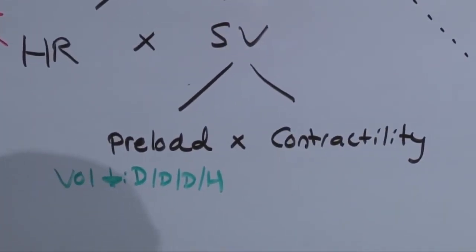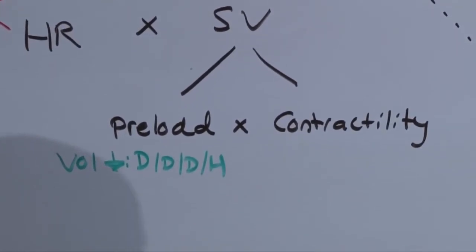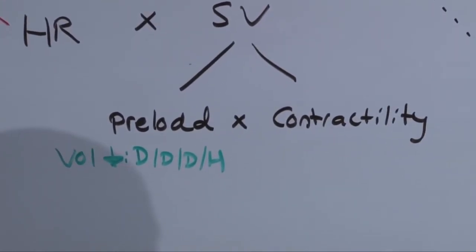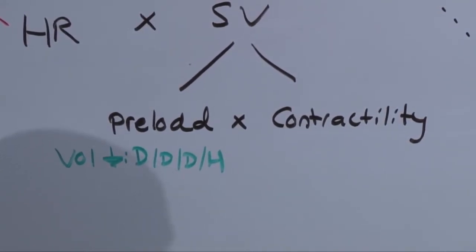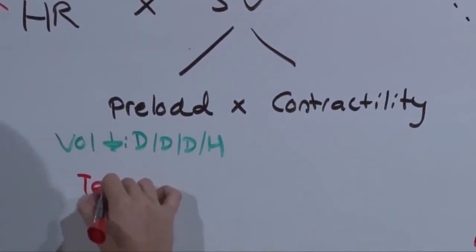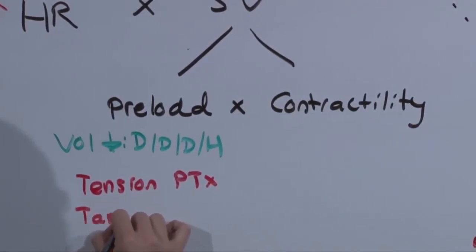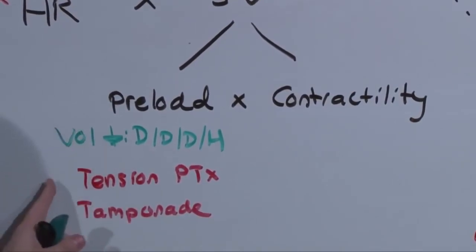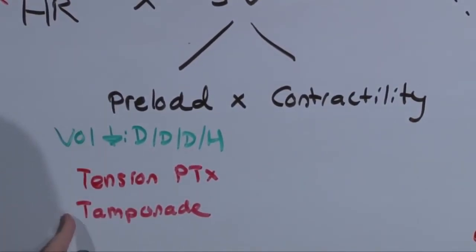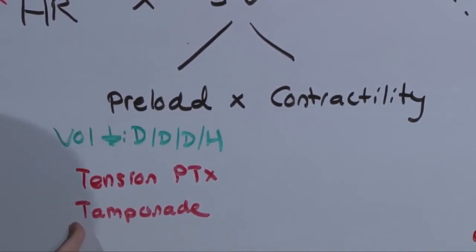But there could also be other things that compromise preload. Conditions that don't allow enough volume to get back into the ventricle. The two things that impair venous return to the right side are a tension pneumo or a pericardial tamponade. Tension pneumo and pericardial tamponade impair filling to the right side. There's enough volume, but something is preventing it from getting in.